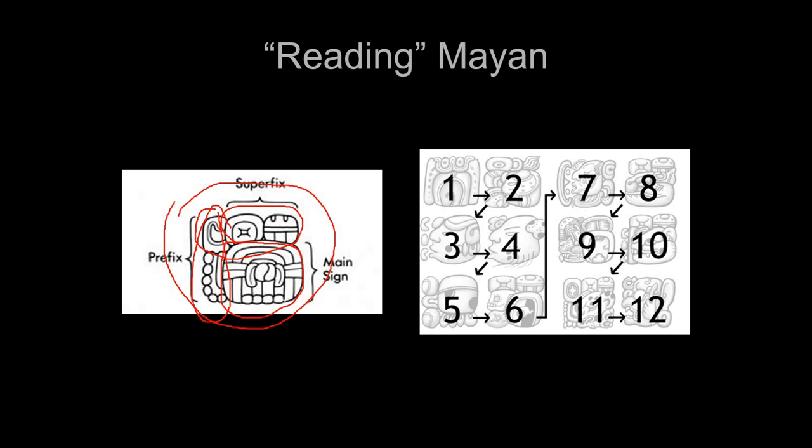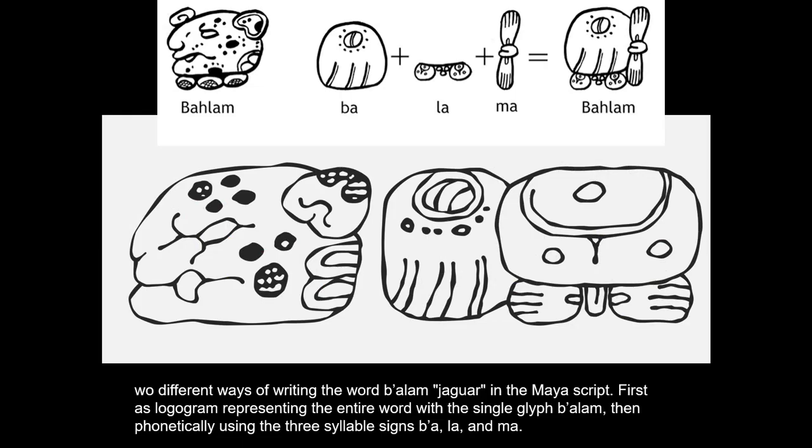Those words are then usually put together in 2 columns, and the columns are read left to right and then top to bottom. So if you saw 2 rows of columns, if you know where the first is, you just keep going and you read 2 at a time, then go up to the next one and then down and over again. The problem comes in how many different ways you can write a glyph. Let's take a look at this one. These are 2 different ways of writing the word jaguar, Baalam.